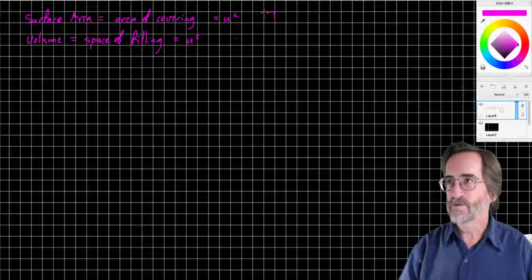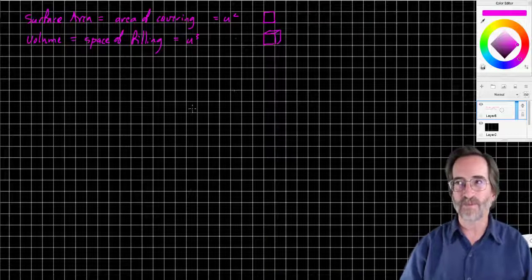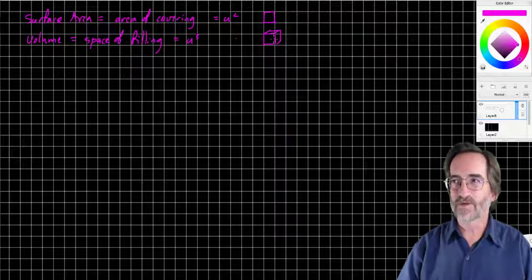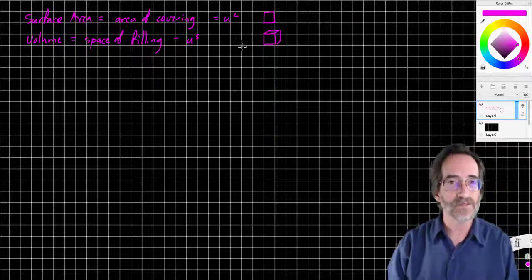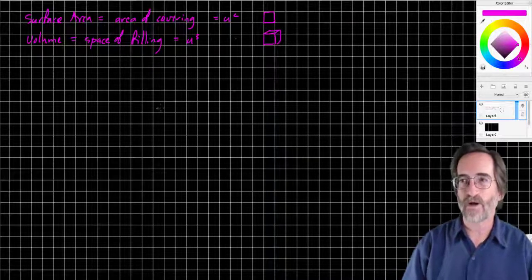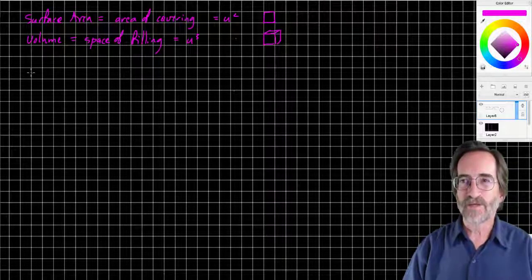We're talking about squares for covering. We're talking about cubes for filling three-dimensional objects. Okay, 2D objects for covering and 3D objects for filling. You can think of sugar cubes, or for area, you can think of 1 unit square stickers that you're covering over the object with. Okay, and the next thing we need to define is a prism.